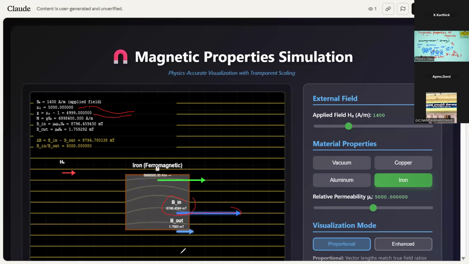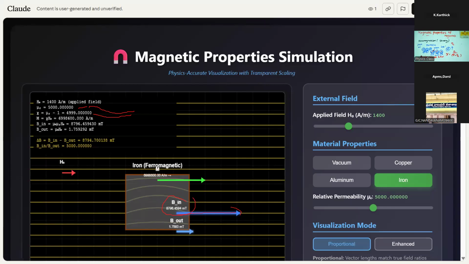Clear? So this simulation shows that the difference in the materials' magnetic response lies in mu r, relative permeability, and psi, magnetic susceptibility. Diamagnetic: mu r is less than 1, and the material weakens the field inside. Paramagnetic: mu r is greater than 1, and the material slightly strengthens the field inside. And finally, ferromagnetic: mu r is much greater than 1, and the material greatly strengthens the field inside.